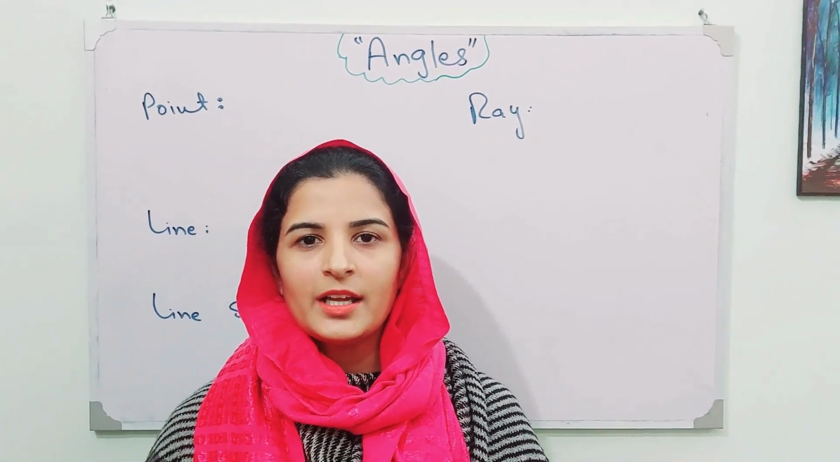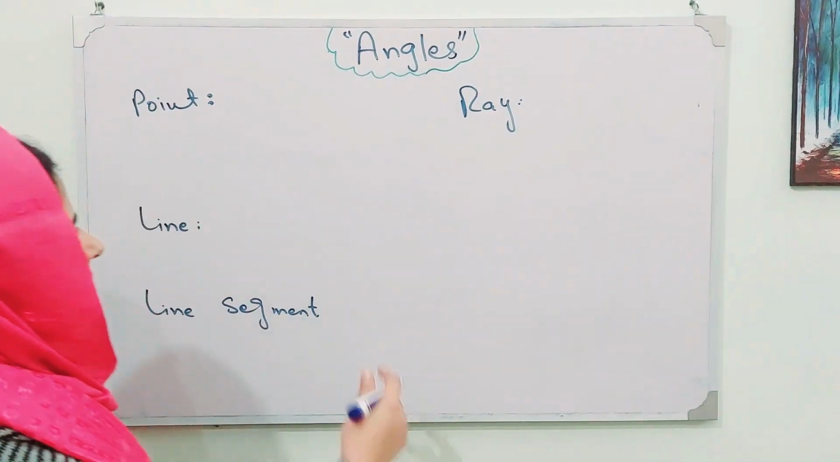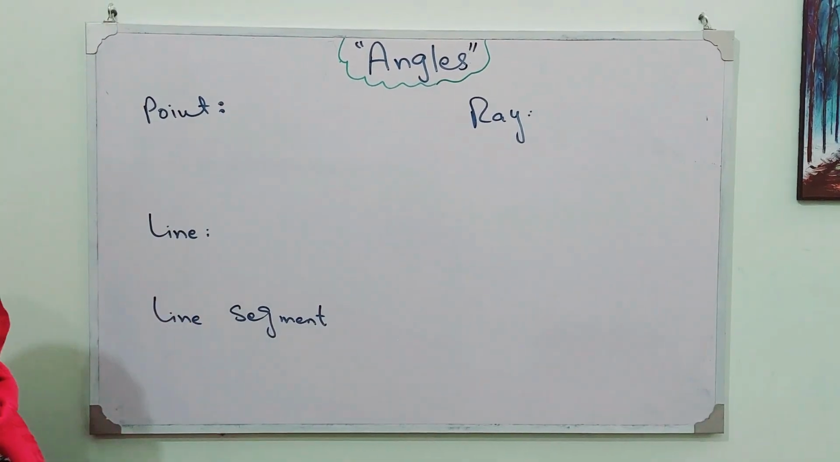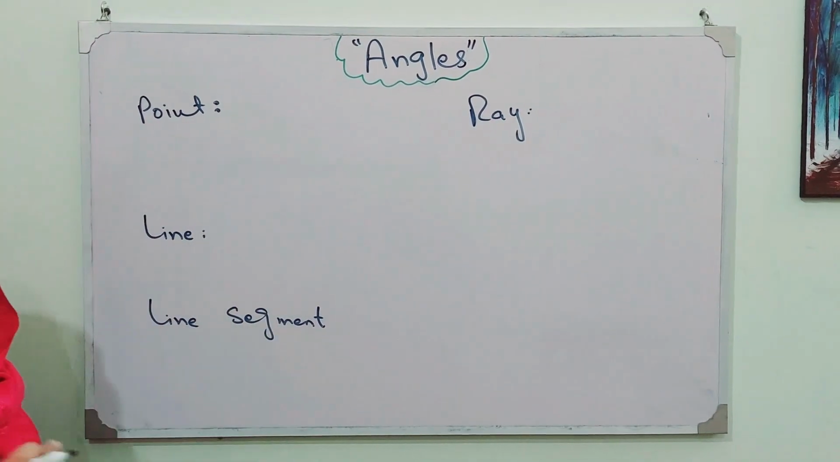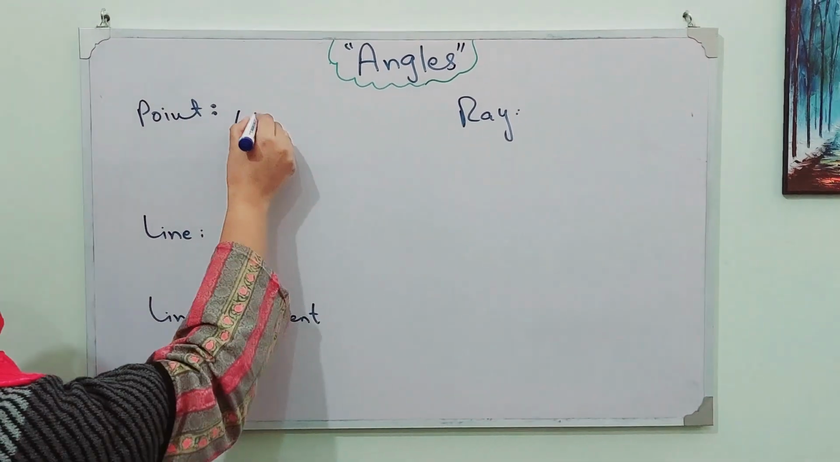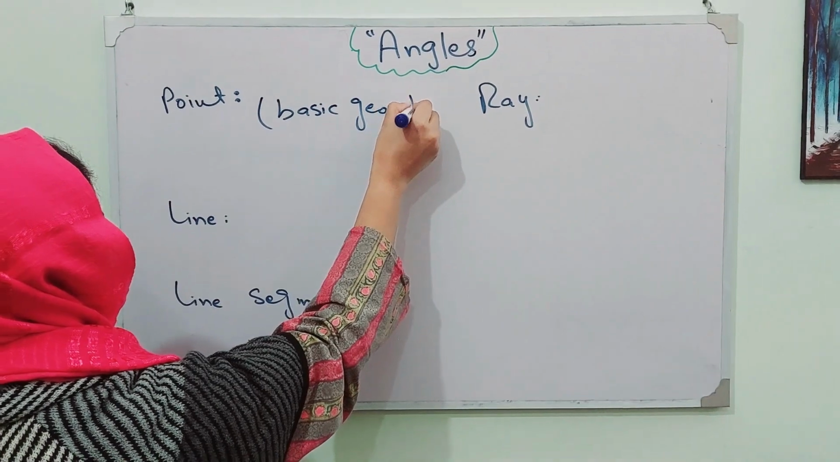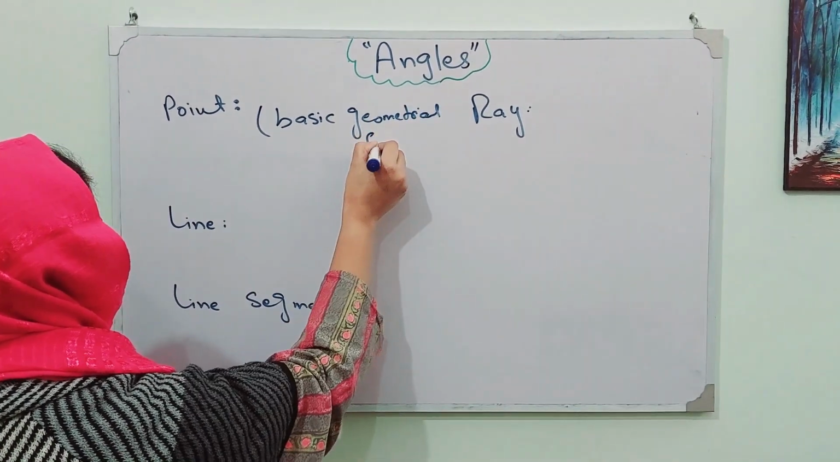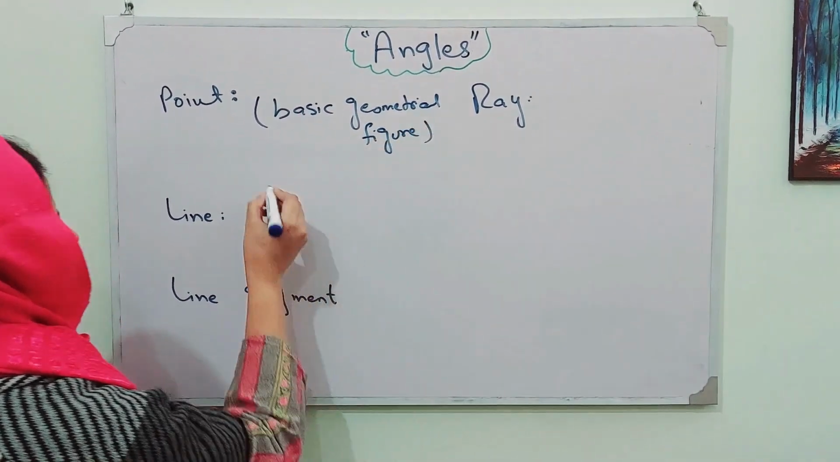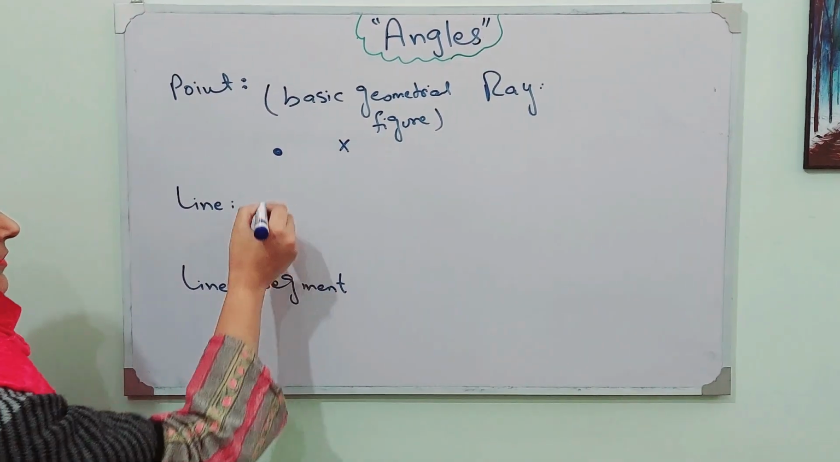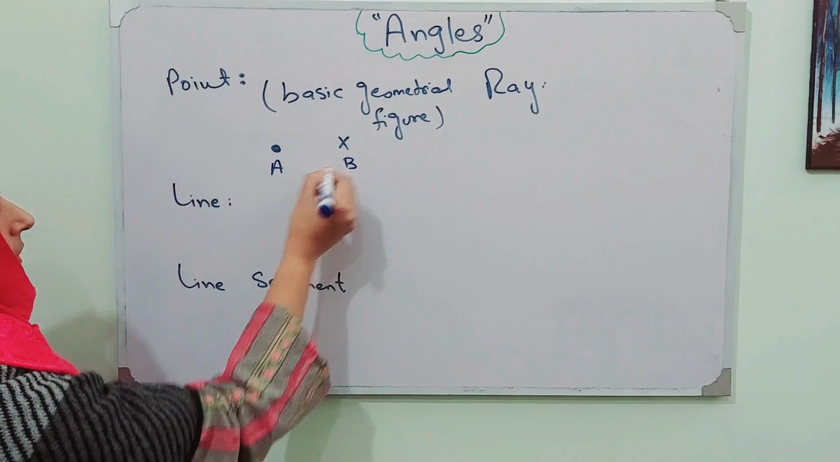But before starting angles, here are some basic concepts. First one is point. What is a point? Point is the basic geometrical figure. And it is represented with a dot or a cross. You can name them as A and B.